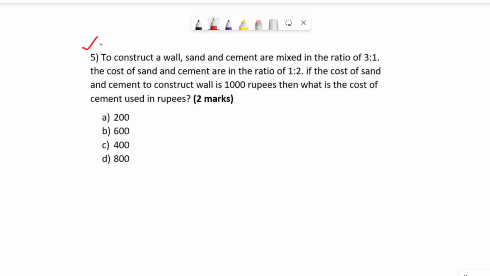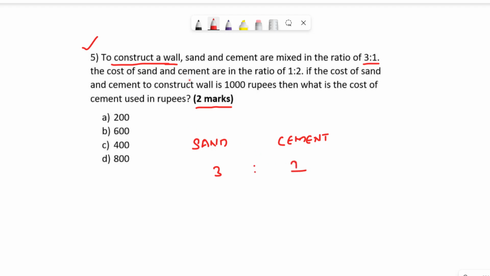Let's understand this question. This question belongs to alligations and mixtures. This is a very simple question that is asked for 2 marks, and to solve this question, only 1 minute is sufficient. Okay. To construct a wall, sand and cement are mixed in the ratio 3:1. Whenever they are giving values in ratio, it's very simple to solve. So they are constructing a wall, and sand and cement are mixed in the ratio 3:1.